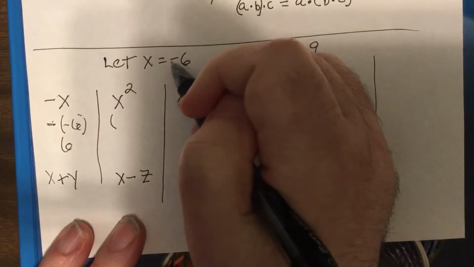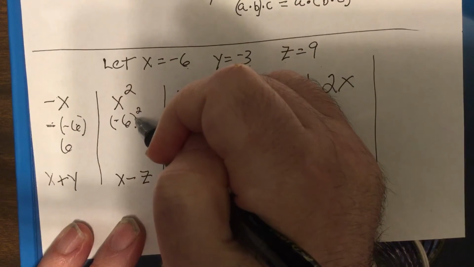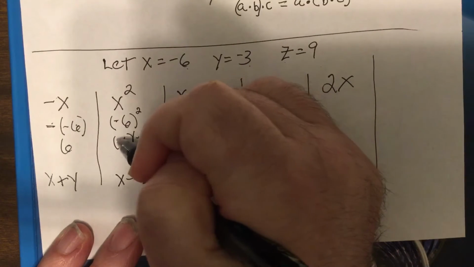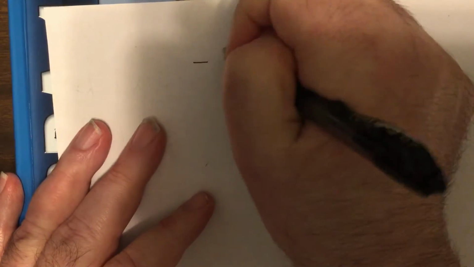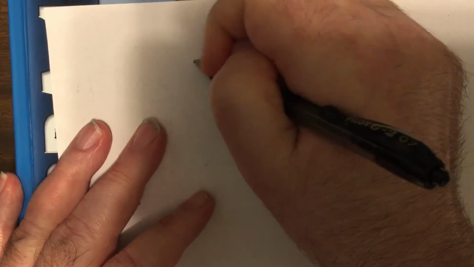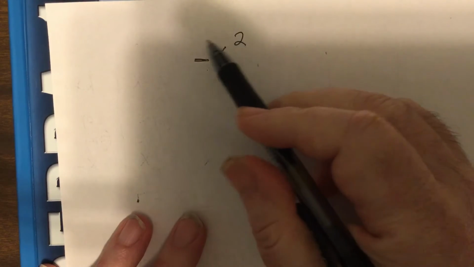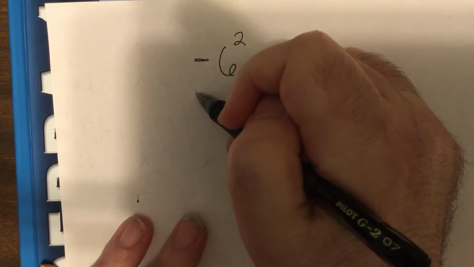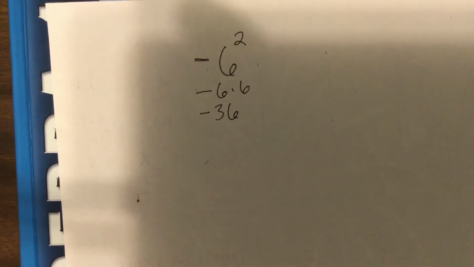Now, parentheses, -6 quantity squared. It's in parentheses, so you got to multiply it by itself. So -6 times -6, two negatives make a positive. 6 and 6 is 36. Now you got to be careful. Be very careful. If the problem is originally the opposite of 6 squared, most people get this one wrong because it's not in parentheses, so the negative is not affected by the square. So this is the opposite of 6 times 6, which is -36.